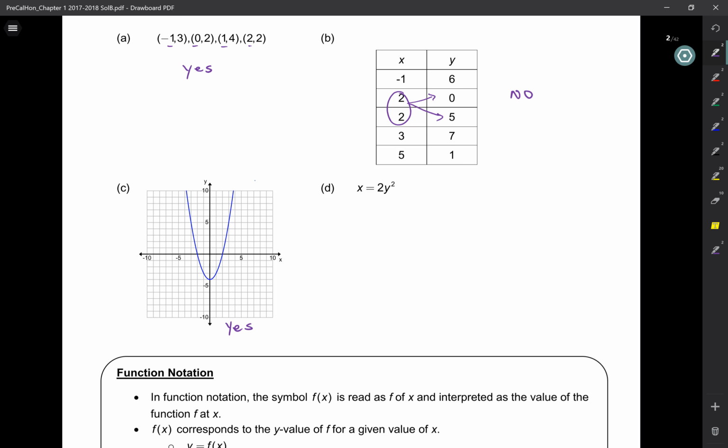Is it? Okay, so what you want to do is you want to solve for y. Let's solve for y. X over 2 is equal to y squared. And now if I take a square root, then what is y? Y is plus or minus the square root of x over 2. Okay? It's not a function.